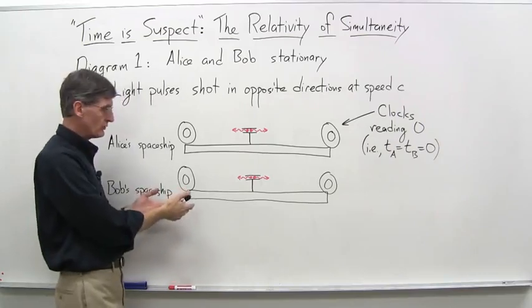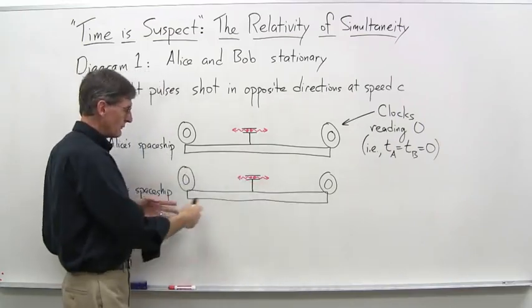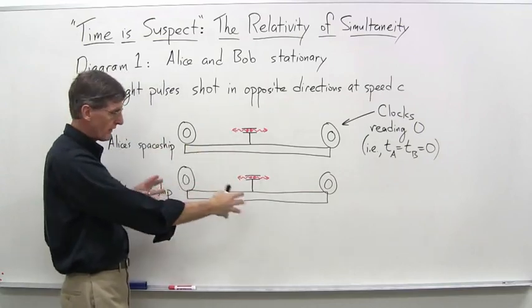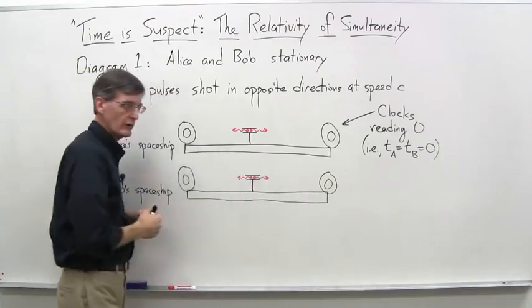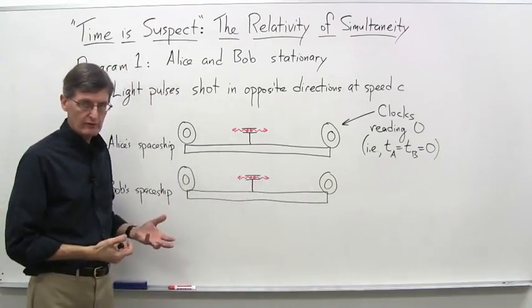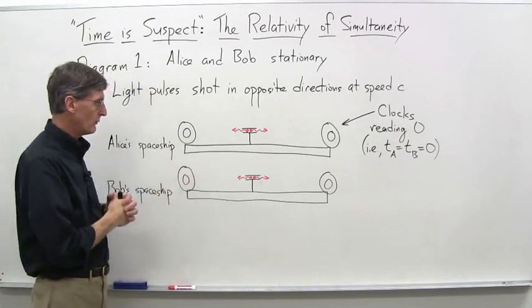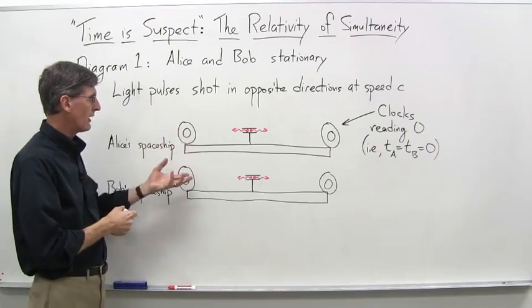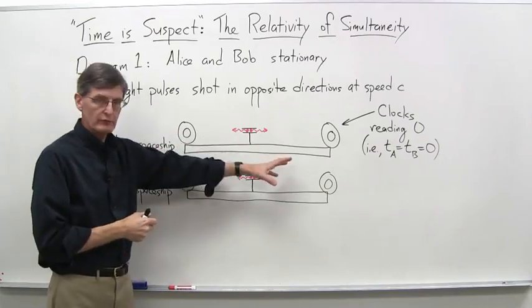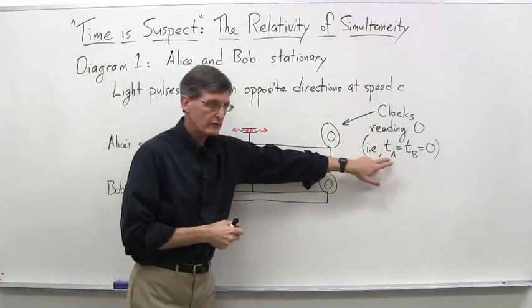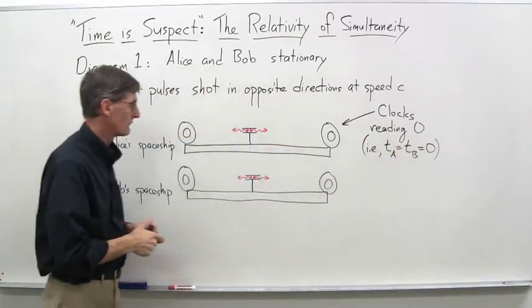Bob has a similar situation. He has his spaceship, and Alice's and Bob's spaceships are identical in terms of the same length. He also has two clocks, one at either end. They're synchronized with each other, so they are always reading the same thing according to Bob. And at this instant in time here, everything is 0. So we're starting off with the clocks reading 0. In other words, time on Alice's clocks is 0, time on Bob's clocks is 0.